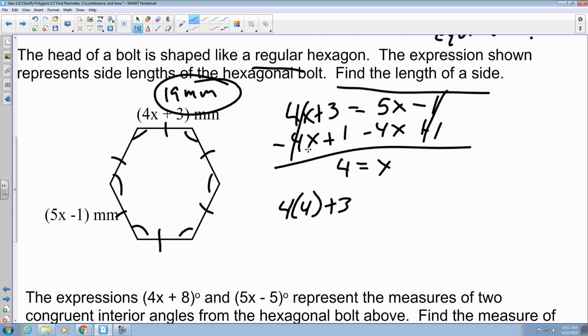If I use the other one, 5 times 4 is 20. 20 minus 1 is 19. You get the same answer.